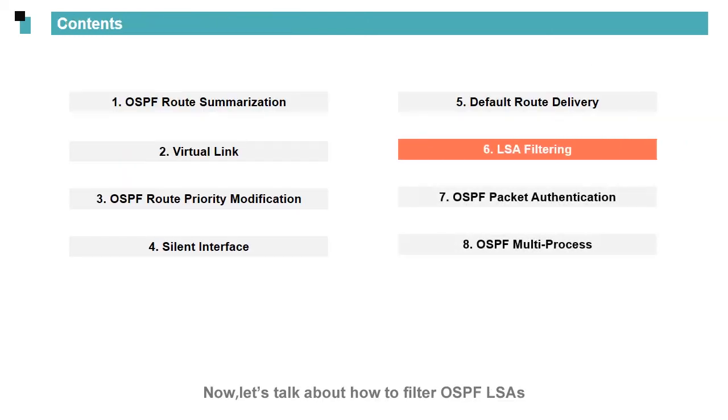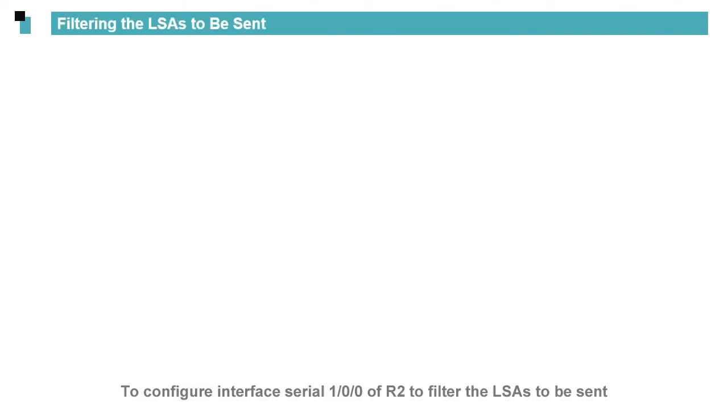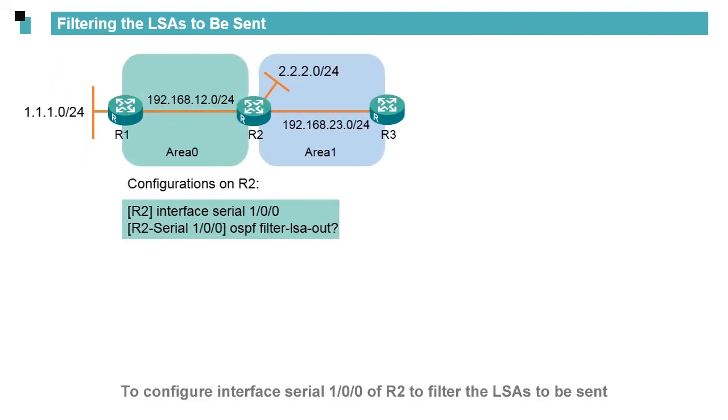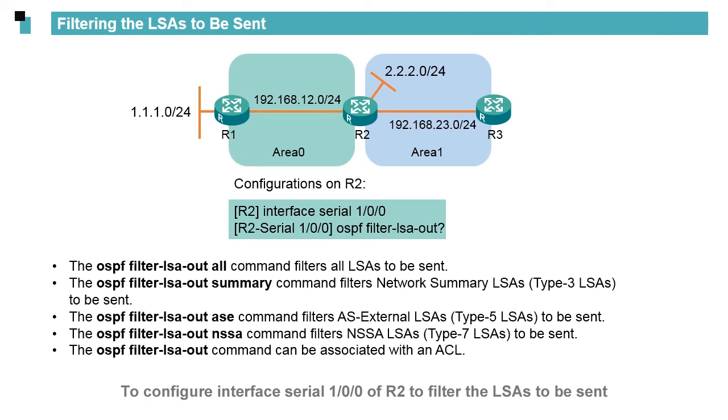Now let's talk about how to filter OSPF LSAs. To configure interface serial 1/0/0 of R2 to filter the LSAs to be sent, run the OSPF filter LSA out command on the interface. If the all parameter is specified in the command, all LSAs to be sent are filtered.